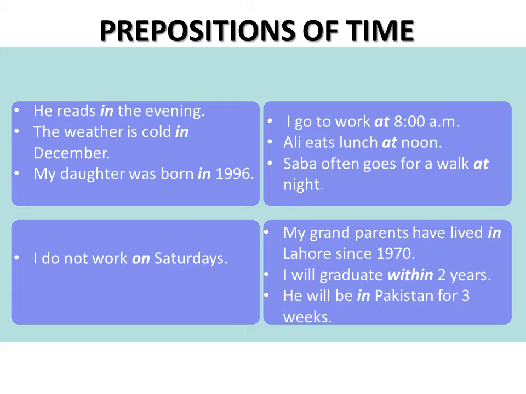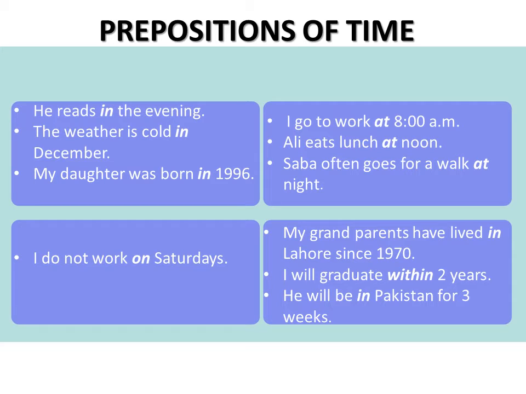Next one is the preposition of time. To refer to one point in time, in, at, and on are used as prepositions, but they do have certain restrictions. In is used with parts of the day, not specific times, but months, years, and seasons. As you can see in the examples in the first box on the left hand side, he reads in the evening. The weather is cold in December. My daughter was born in 1996.